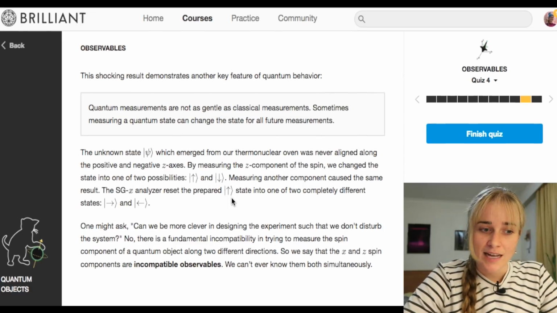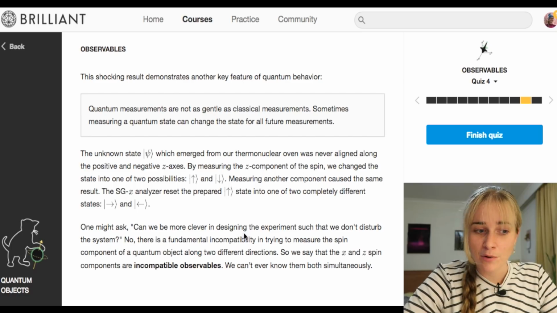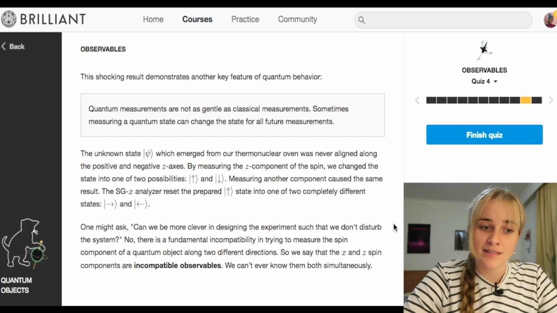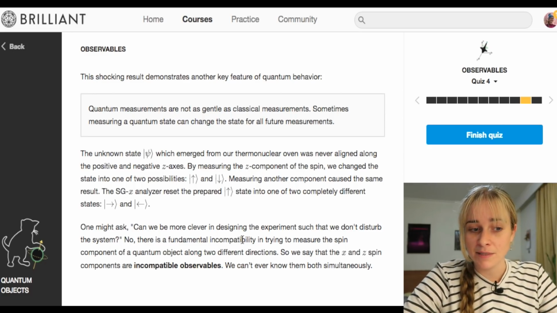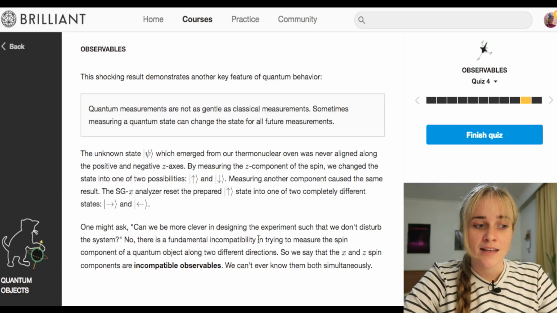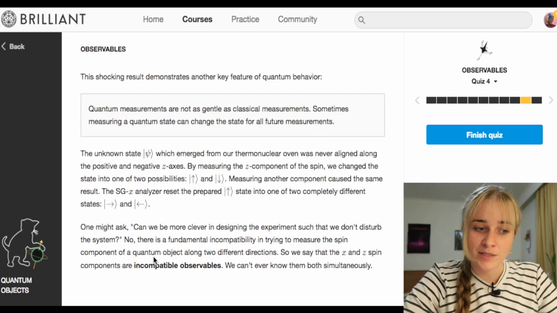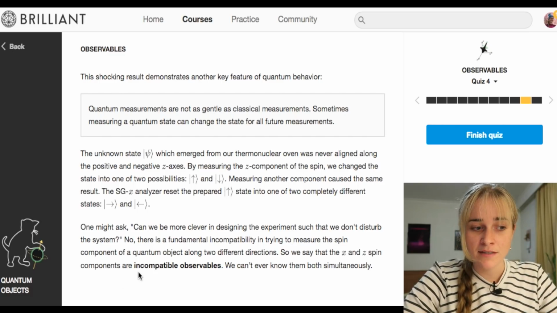You might ask, can we be more clever in designing the experiment such that we don't disturb the system? But no, there is a fundamental incompatibility in trying to measure the spin component of a quantum object along two different directions. So we say that the X and Z spin components are incompatible observables. We can never know them both simultaneously.